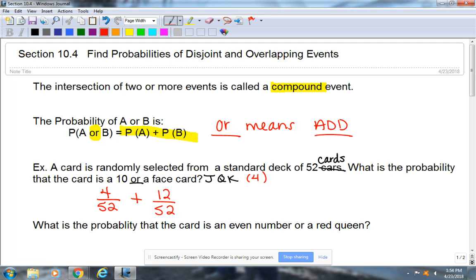That's for something different, sweetheart. You have to have the probability of getting a 10 and the probability of getting a face card, and you add them together. So it would be 16 over 52. And then you reduce that. These are both divisible by 4. So 16 divided by 4 is 4. 52 divided by 4 is 13. So 4 thirteenths. So or means you add them. Or means you add.